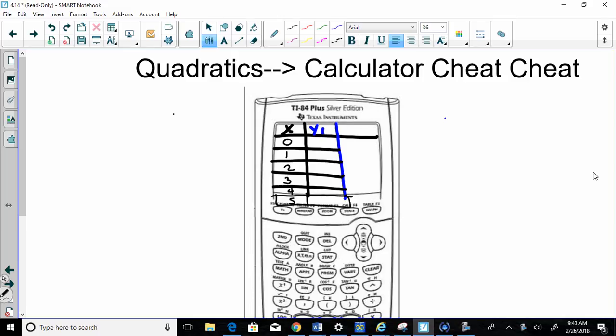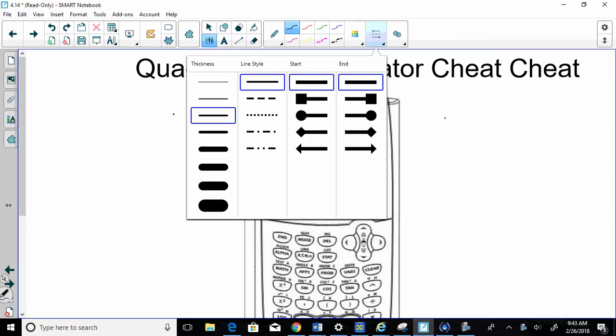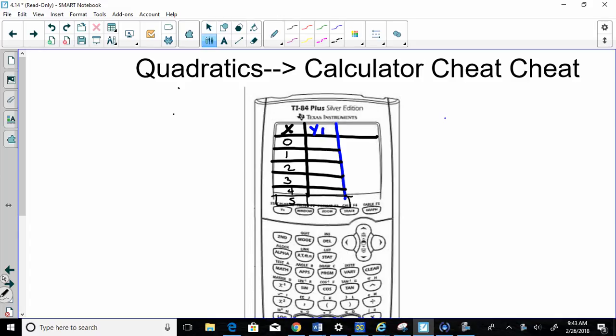Okay, so the first thing we're going to be reviewing is how to plug it into our calculator, and so how we get to that table. So how we get to a table, you're putting that right here. And so remember the buttons we click.